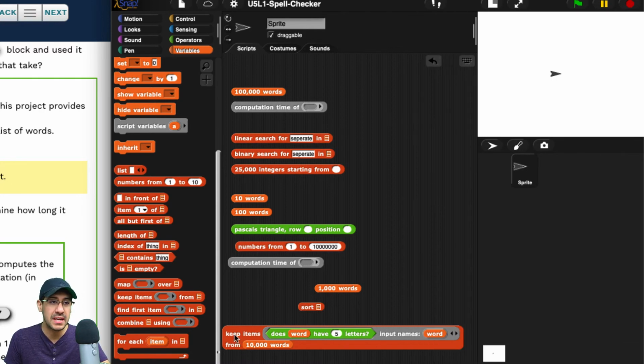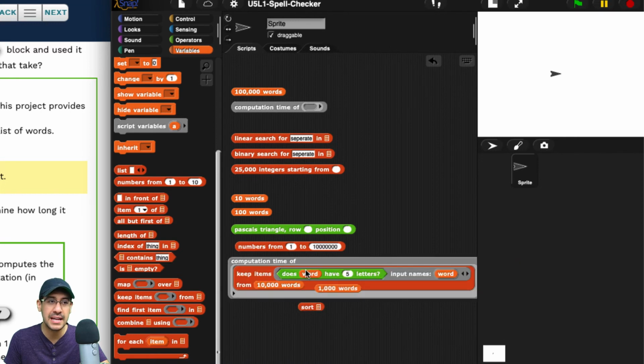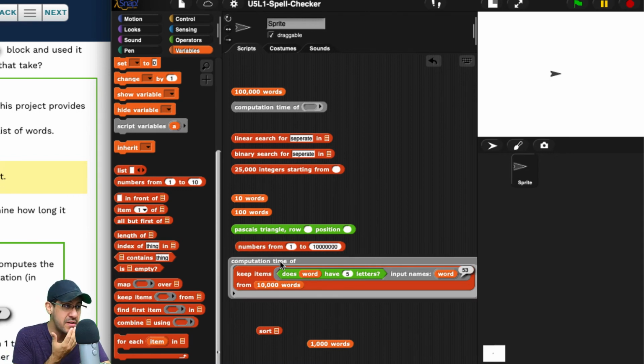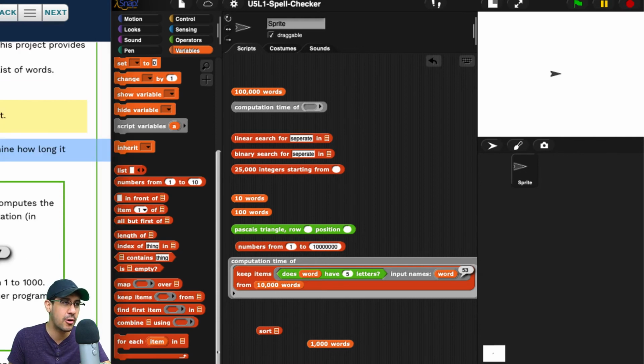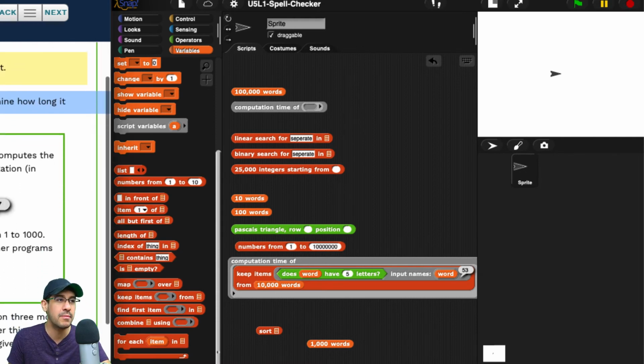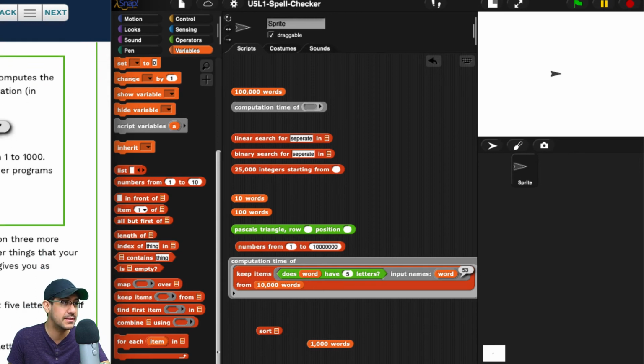Now we can check how long that took using our computation time block. Now that I've placed it in there, when I click on it, it takes 53 milliseconds to check if the words have five letters and then spit that back, letting us know which of those words they are. So 53 milliseconds the first run, 52 the second, 53, 52. So about 52, 53 milliseconds, thousandths of a second. That's pretty fast. Yours might be a little bit faster or slower depending on your computer, the browser you're using, and a whole bunch of other variables.